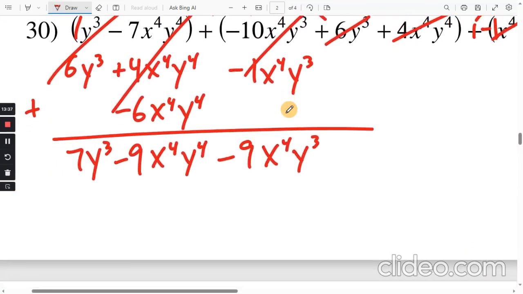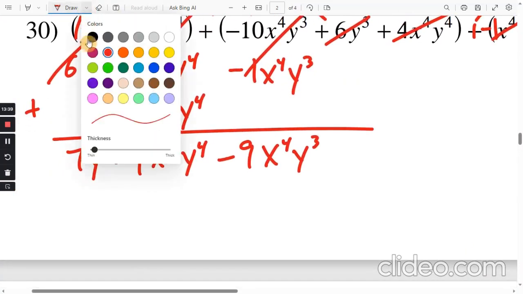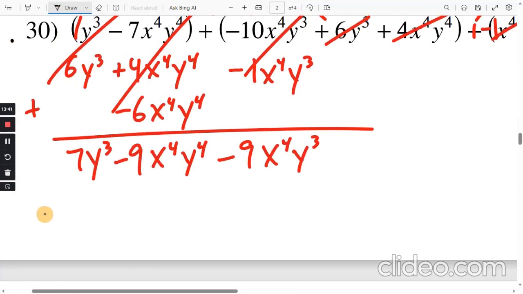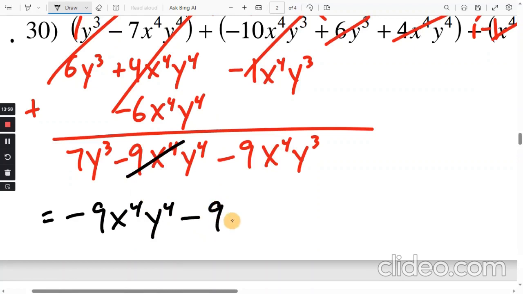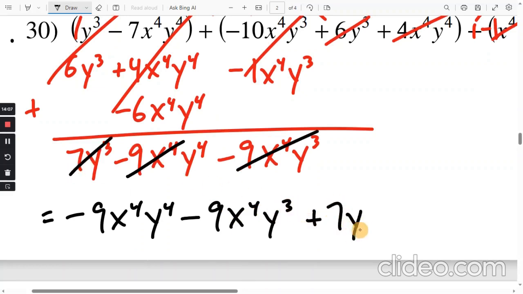We're in business. Okay, biggest exponents first. So x to the fourth, y to the fourth beats out these two. Okay, -9, x to the fourth, y to the fourth. And then next up, x to the fourth beats y to the third, so -9, x to the fourth, y to the third, cross it, and then finally, positive 7y to the third. And that is your final answer.